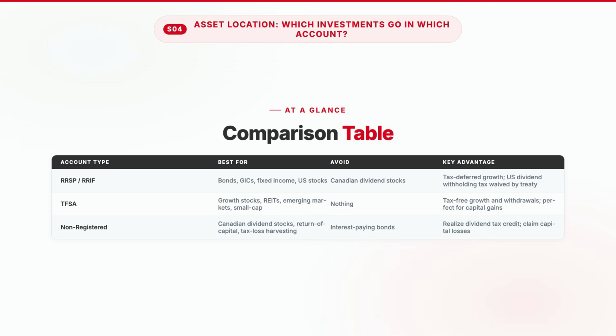RRSP: bonds, GICs, fixed income, and U.S. dividend stocks. TFSA: growth stocks, REITs, and volatile equity positions. Non-registered: Canadian dividend stocks and tax loss harvesting positions. If you follow this structure, you'll automatically be getting most of the tax benefits available to Canadian investors, without having to think about it for every individual trade.